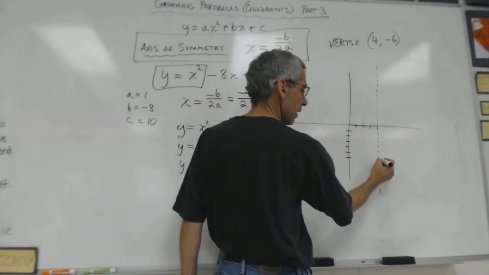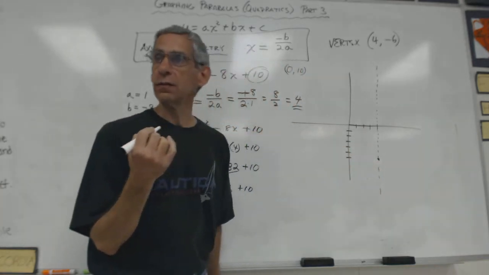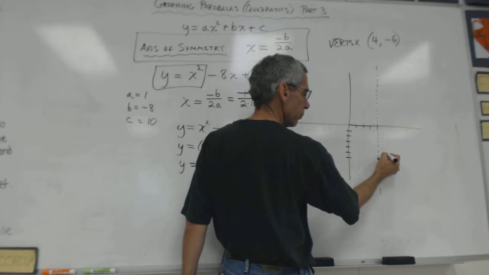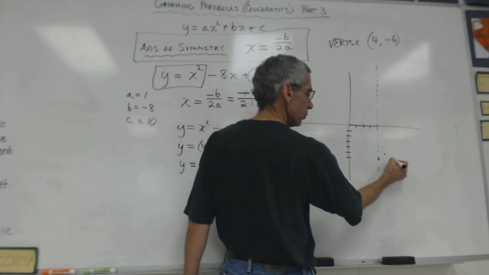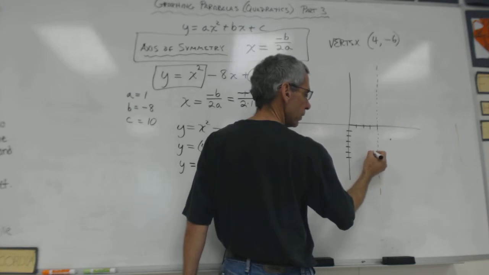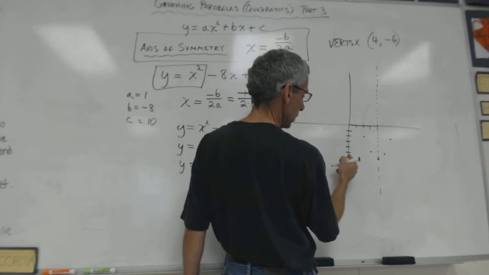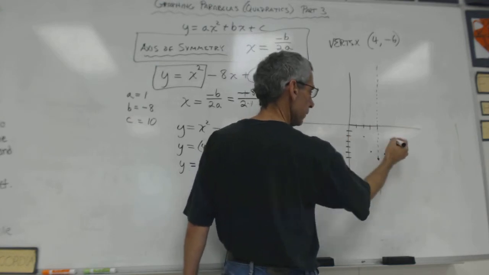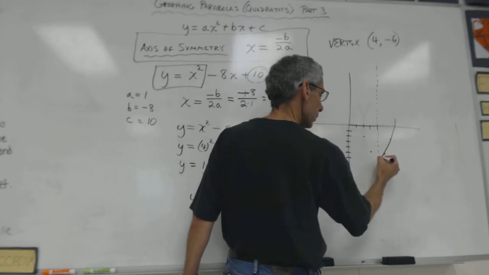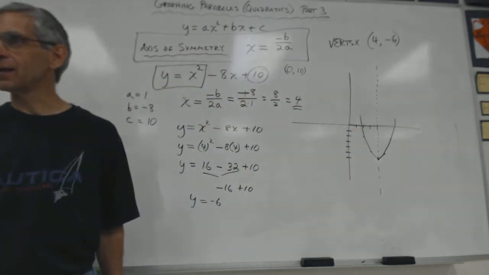So from here, I pretend that this vertex is my origin. Pretend, right? And I'm going to say, okay, over 1, up 1, put a dot. Over 2, up 4, put a dot. Over 1, up 1, put a dot. Over 2, up 4, put a dot. I don't know whether I'm doing these right. 1, 2, 3, 4. That's pretty good, right? And I just draw my parabola. Look at that. Easy. Piece of cake.